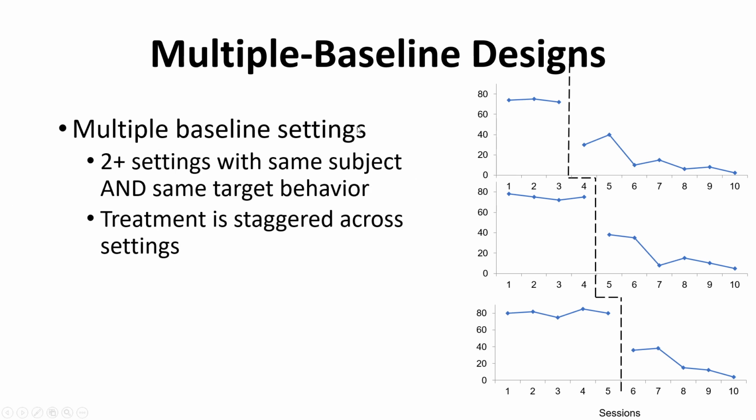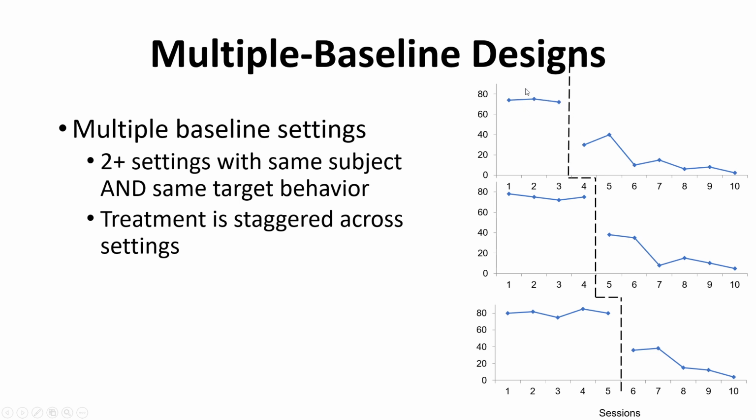And then if we hop to our last of these, this is multiple baseline across settings. So this is going to be the same subject and the same target behavior, but in 2 or more different settings. So in this case, maybe it's a child who's in high school who has a tendency to act out in class. So this is for their math class, this is their science class, and then this is their art class.